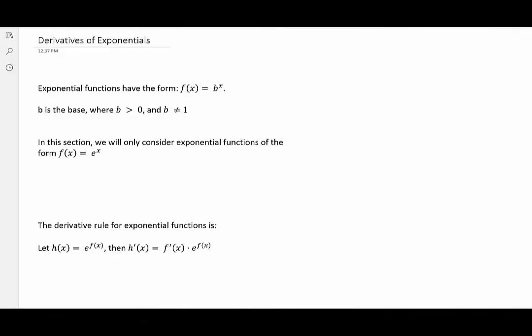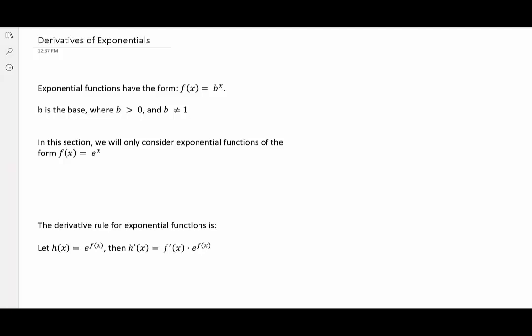All right, folks, in this video, we're going to go over how we take derivatives of exponential functions. So first, let's talk about what exactly we mean by an exponential function. An exponential function has the form f of x is equal to b raised to the x power. It is a function in which the exponent, the power, is variable. It changes over time.